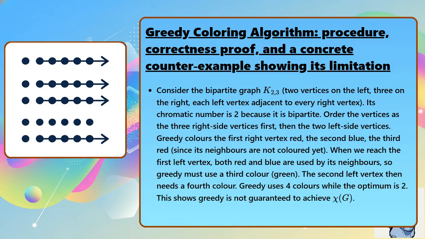Greedy colors the first right vertex red, the second blue, the third red, since its neighbors are not colored yet. When we reach the first left vertex, both red and blue are used by its neighbors, so greedy must use a third color, green. The second left vertex then needs a fourth color. Greedy uses 4 colors while the optimum is 2. This shows greedy is not guaranteed to achieve χ(G).